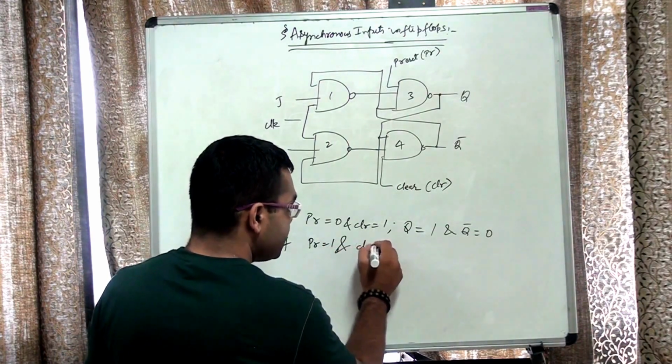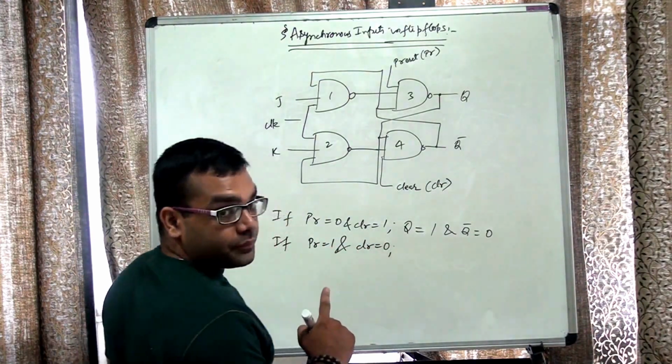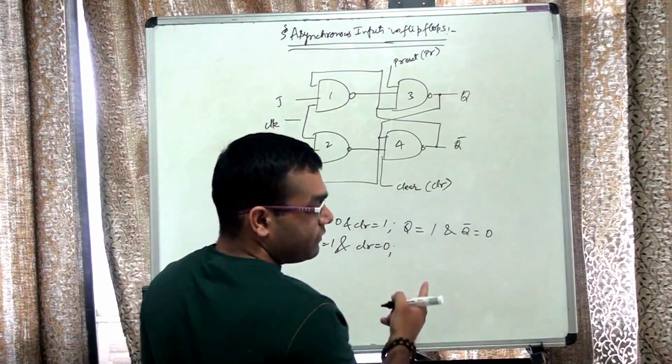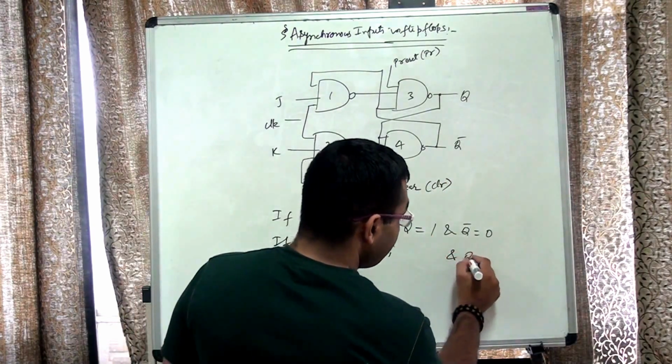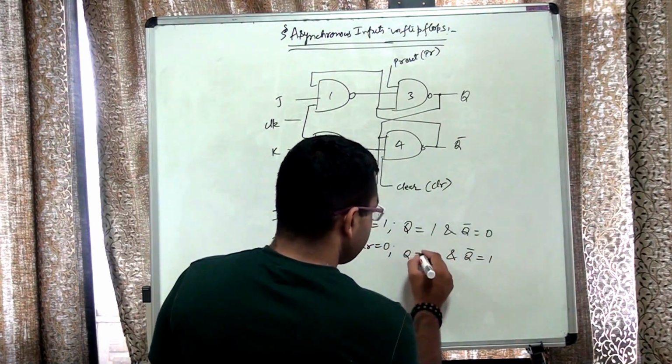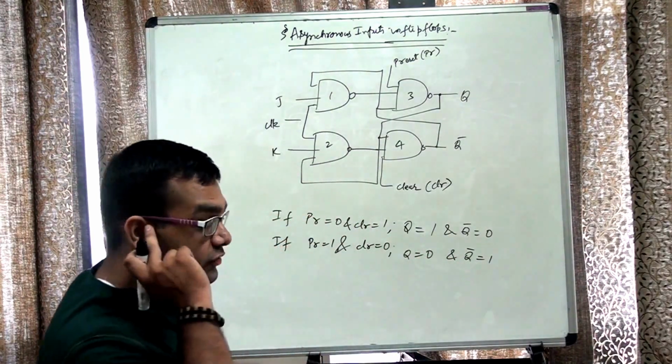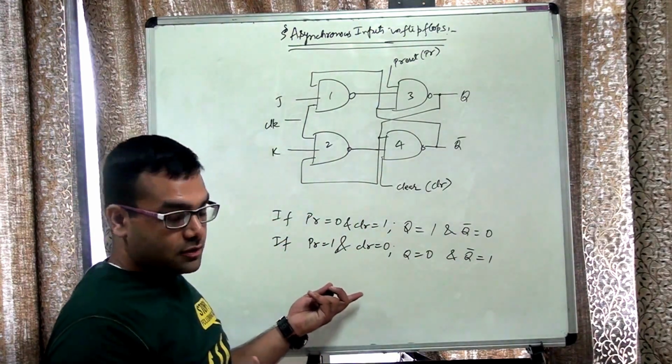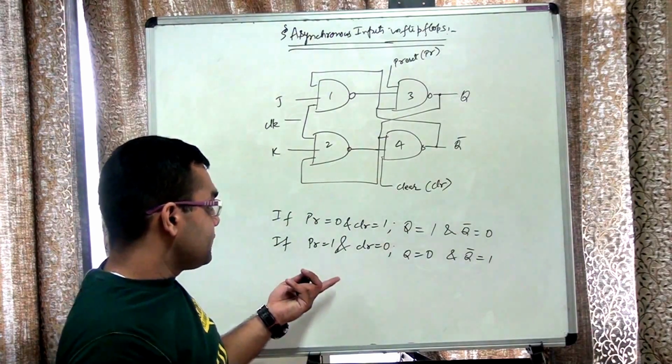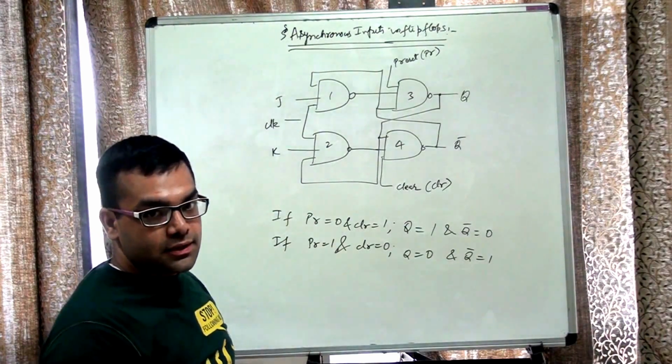Again, if I have PR as 1 and CLR as 0. Now, CLR as 0, so Q bar will be 1. Q bar being 1 means Q has to be 0. So with my CLR value as 0, my Q is actually 0.